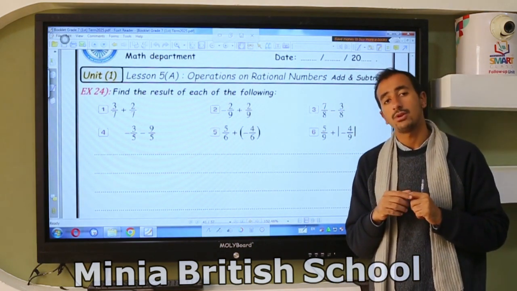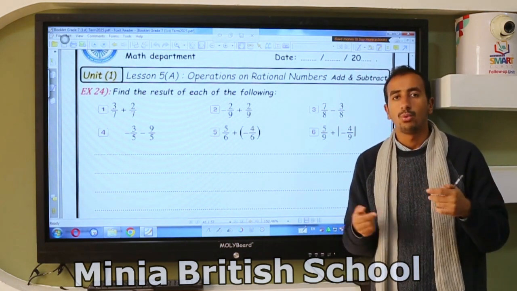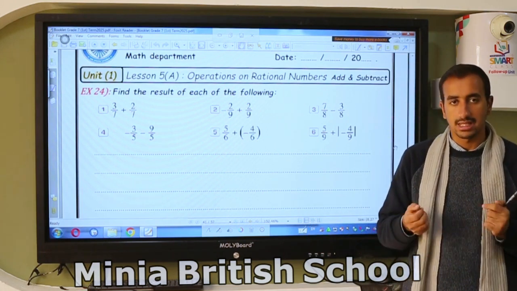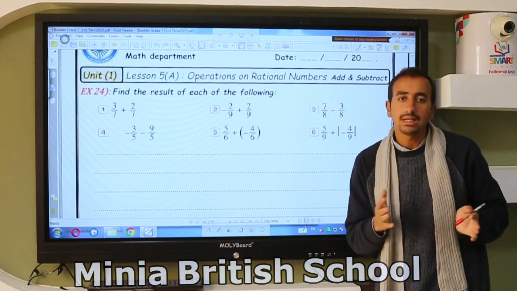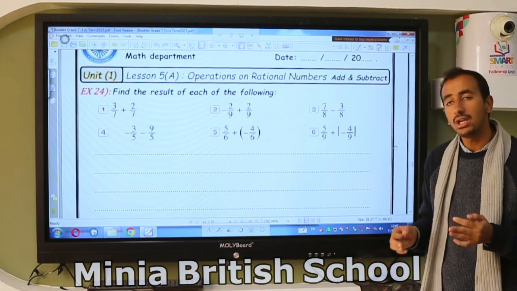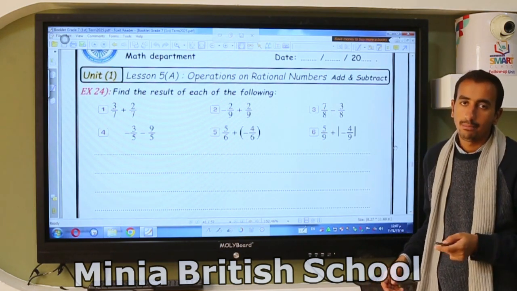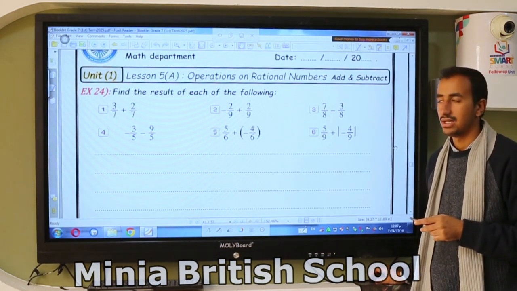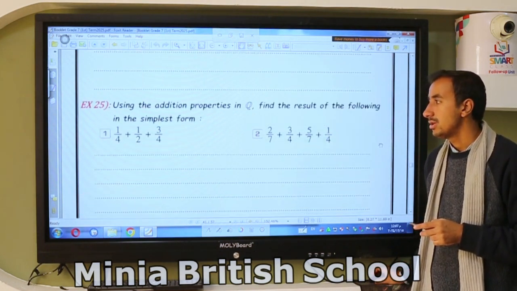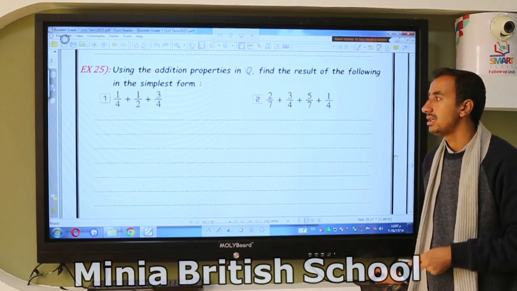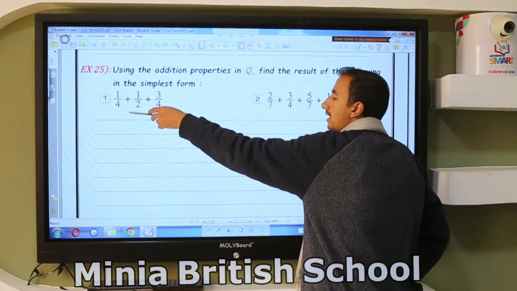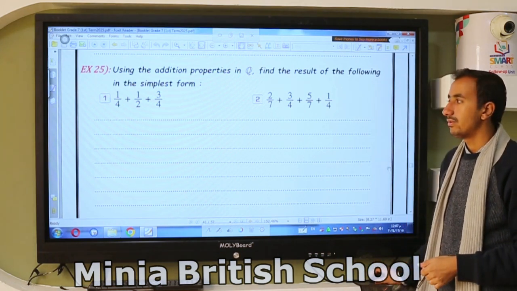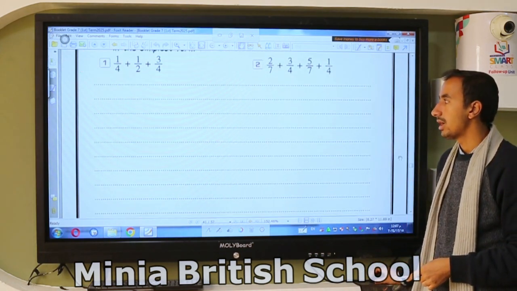Because the multiplicative inverse of, for example, 2 is 1 over 2. 1 over 2 is not an integer; it's a rational number. But 2 is an integer, and any integer is also rational. But any rational number is not always an integer. Okay? Using the addition property, here 1 over 4 plus 3 over 4 plus 1 over 2, commutative. Inside the bracket, 1 plus 1 over 2, it will be 1 over 2. Okay?